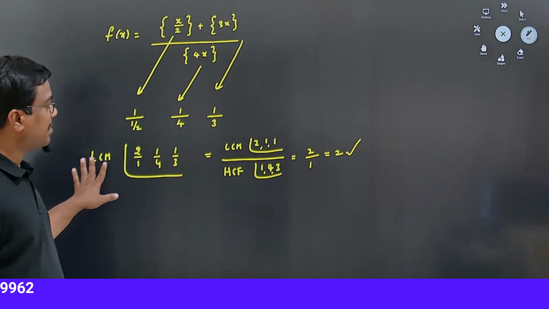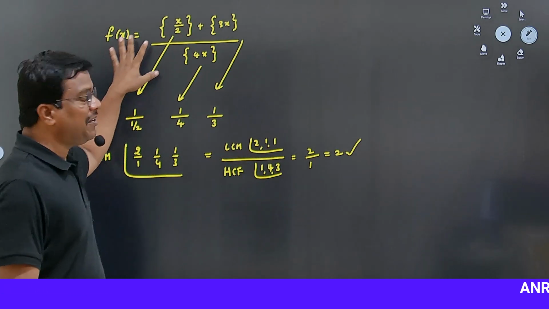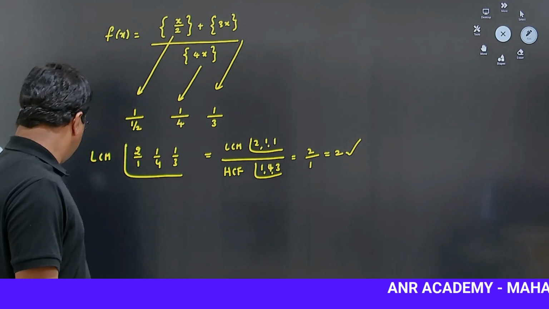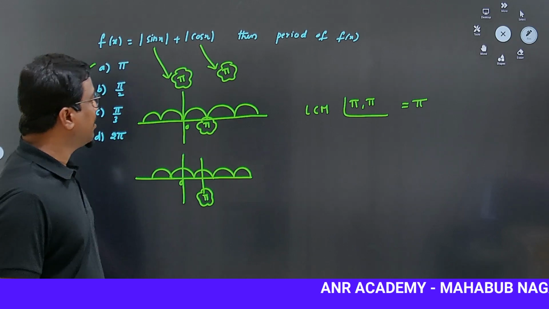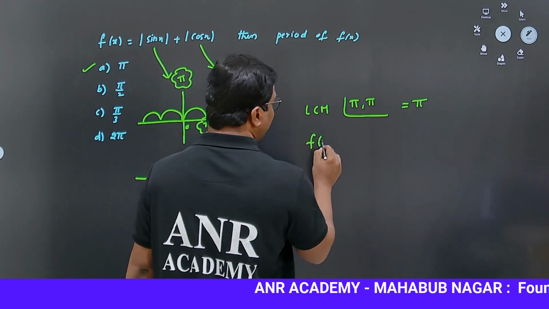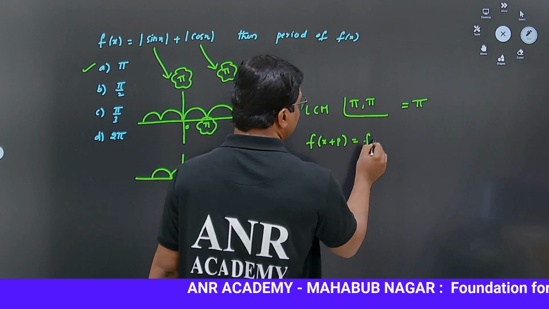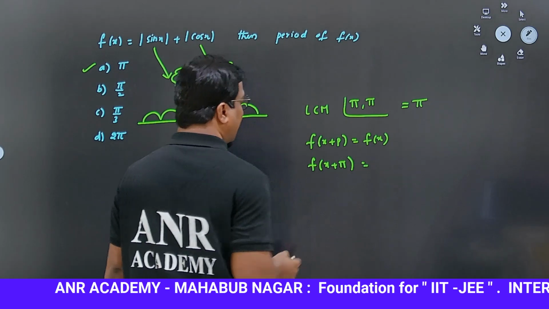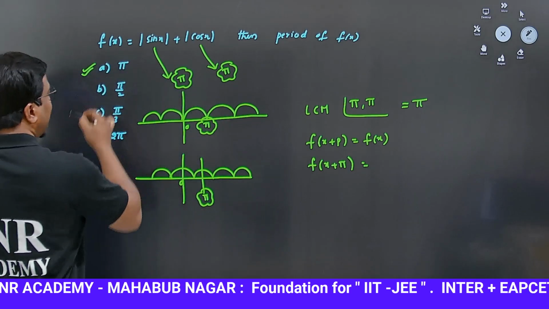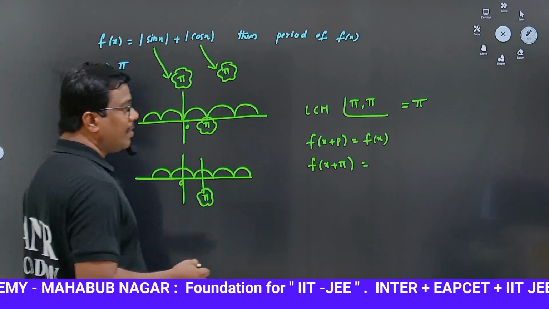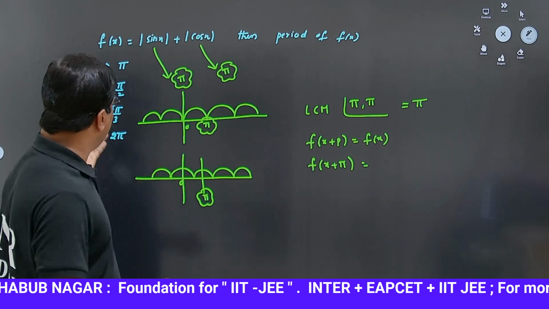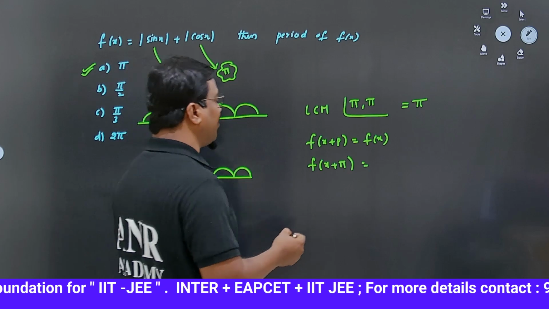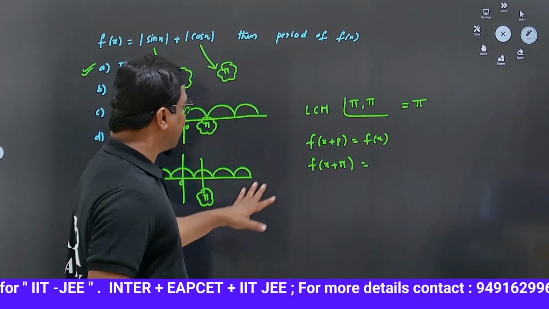Remember, let us see this. In the previous case, 2 is the LCM of individuals and that is the fundamental period of the function f of x. But see this question, the basic definition: if f of x plus p equals f of x, then p is called a period. In this case, if you write f of x plus pi, this is true, so it is also a period of the function. But you have to cross-check whether there is another least period in the given options. Let us see first whether it is a period or not.